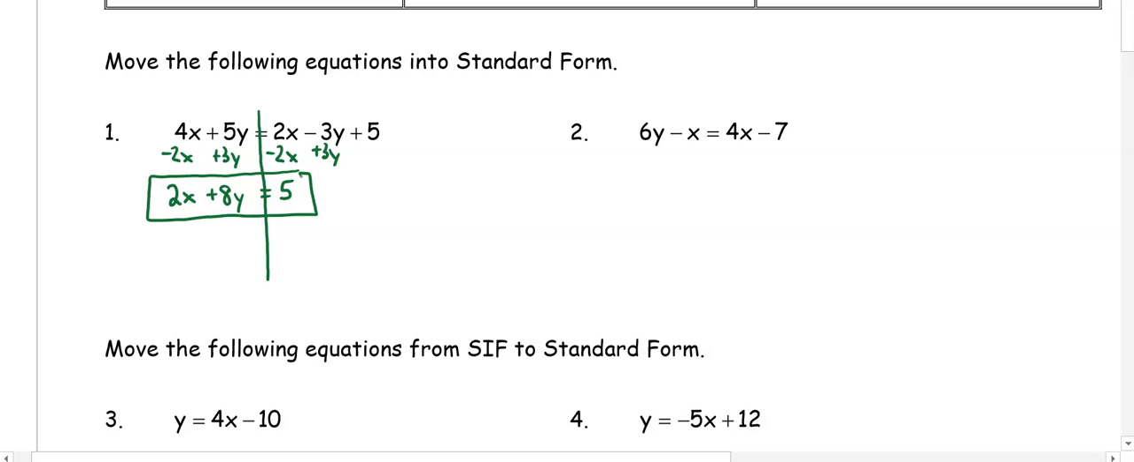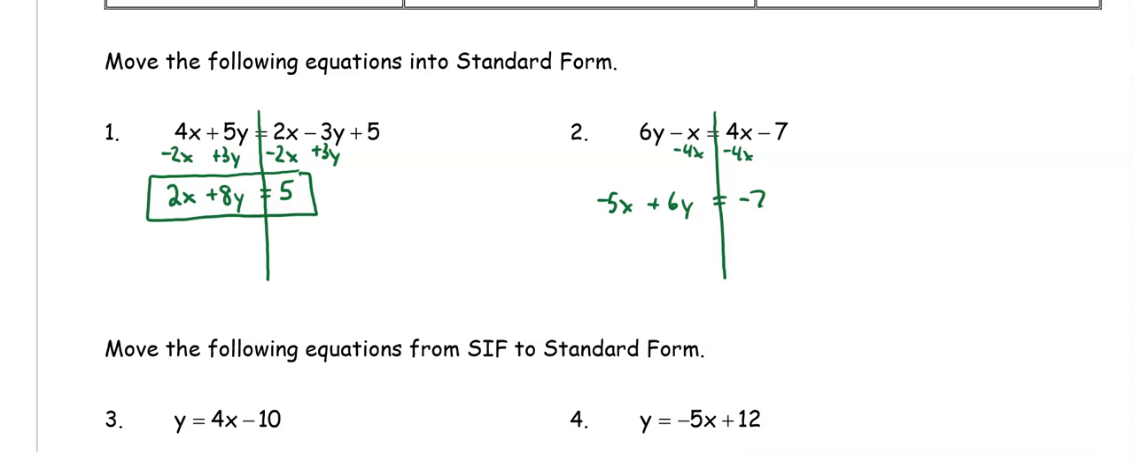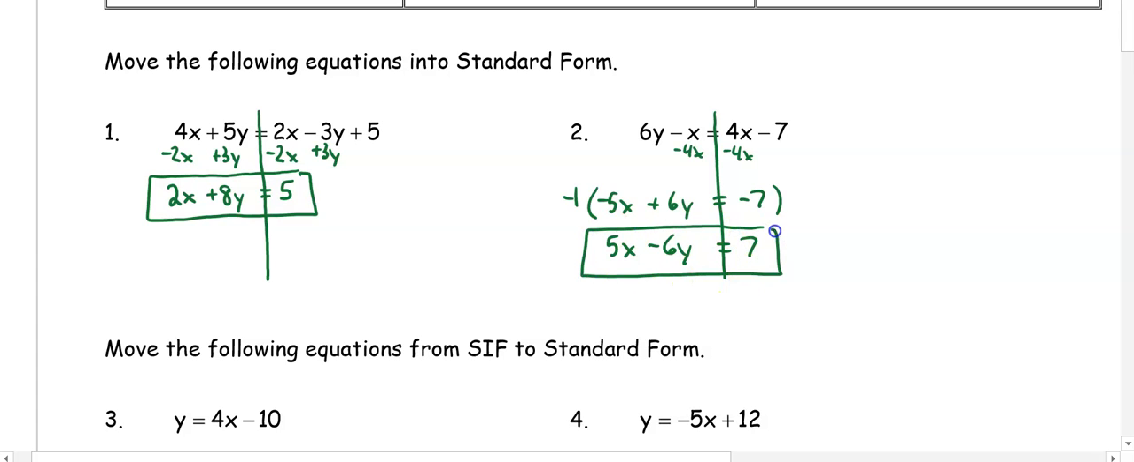In number 2, we want to move the 4x to the side by subtracting. Remember, we want our x to be first, so I'm going to do that first. Negative x minus 4x gets us negative 5x plus 6y equals negative 7. Now, we want the first term to be a positive number. So because we have negative 5, we want to multiply by negative 1 to switch the sign. So we have 5x minus 6y equals 7. So anytime that there is a negative number in front of that x term, we have to multiply by negative 1 before we're done.